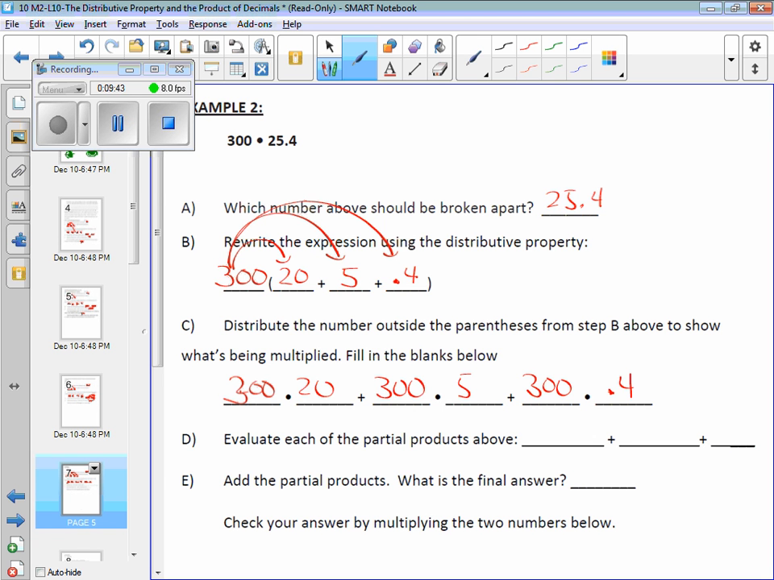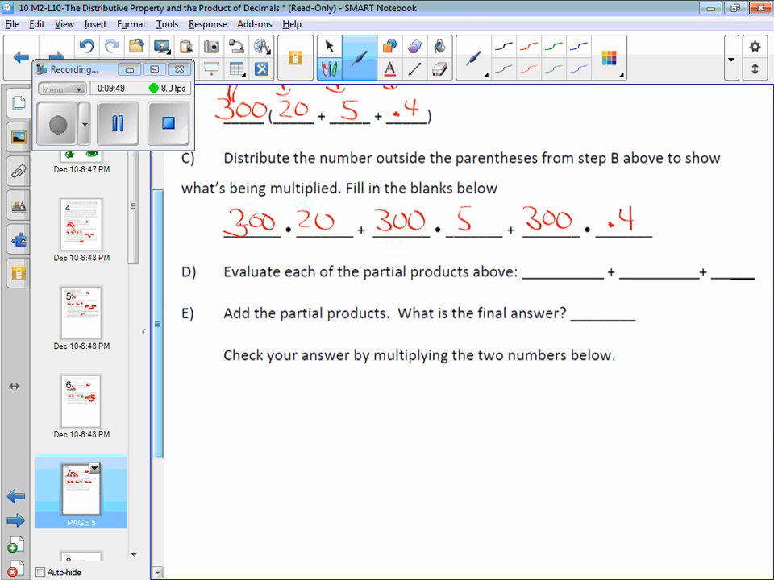That look right? All right, let's multiply the partial products. 300 times 20. Somebody I haven't heard from, perhaps. All right, Jack, ready? How much? Correct. 300 times 5. Lily, sounds good.